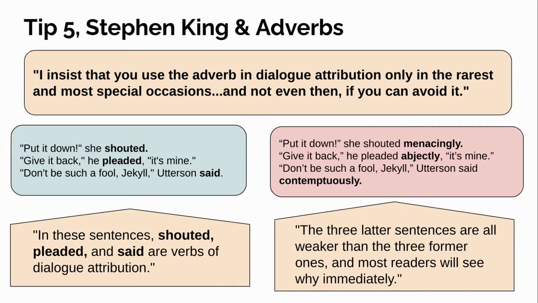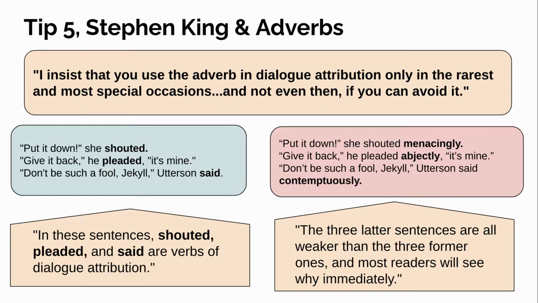He just wants a regular old dialogue tag that says he said, she said. For example, "Put it down," she shouted. "Give it back," he pleaded. "It's mine. Don't be such a fool, Jekyll," Utterson said. Okay, so in these sentences, shouted, pleaded, and said are verbs of dialogue attribution. "Put it down," she said menacingly. "Give it back," he pleaded abjectly. "It's mine. Don't be such a fool, Jekyll," Utterson said contemptuously. The 3 latter sentences are all weaker than the 3 former ones, and most readers will see why immediately.